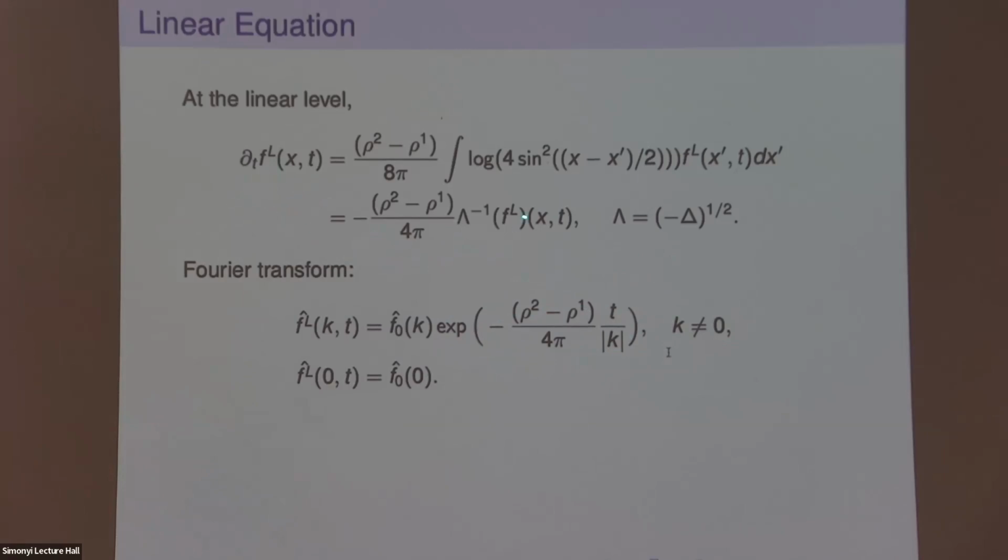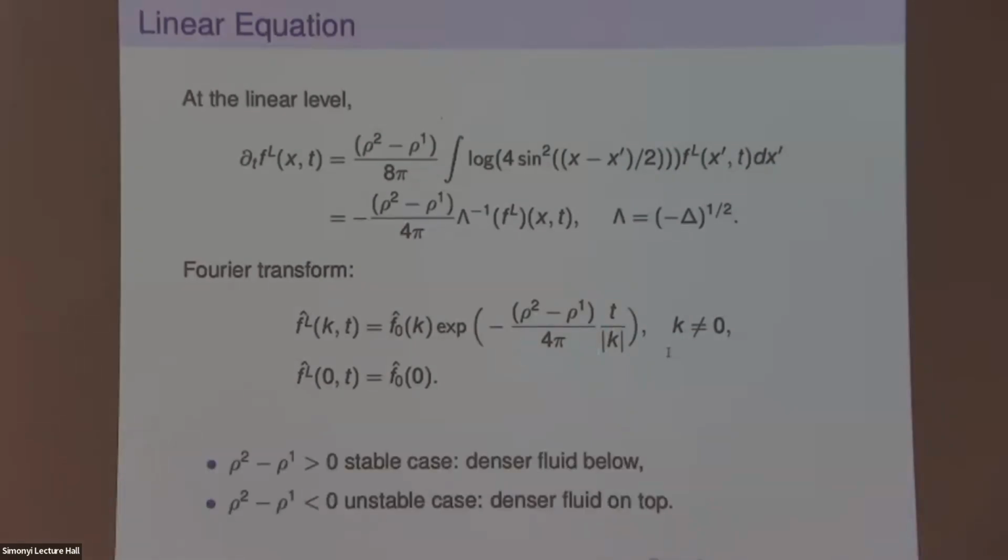Not so clear. So at the end, this equation over here, what we see in this operator over here, what we like to call a very weak damping. We have a damping, but very weak, because we have integration here. Okay, but somehow what we see is a stable case, of course, when the denser fluid is below, and an unstable configuration when the denser fluid is on top.